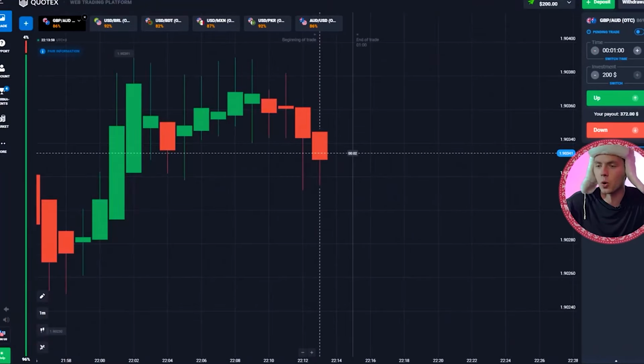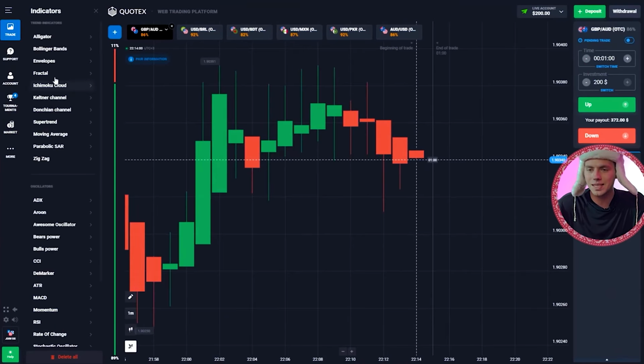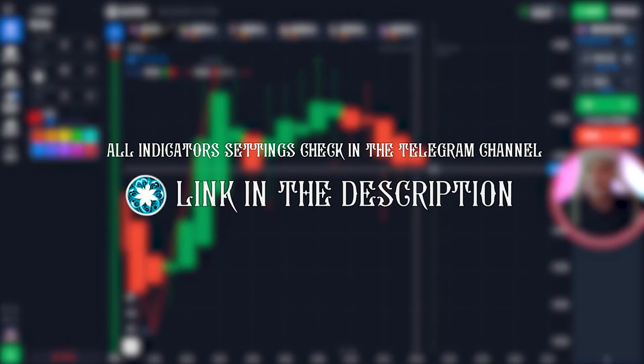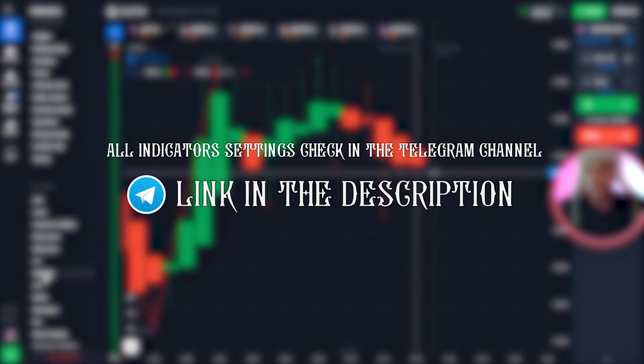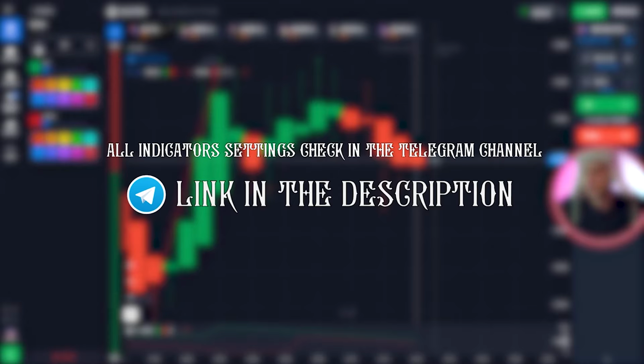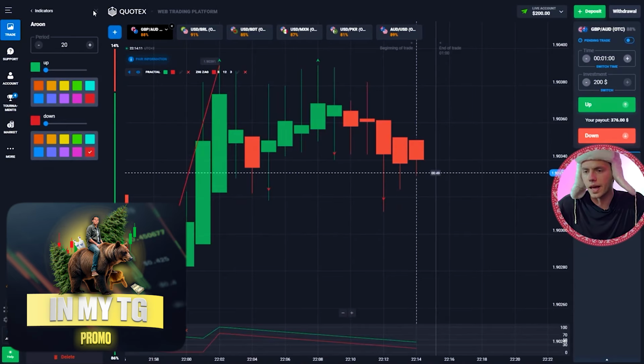So right now what I will do is set up the workspace. Let's choose the indicators first. Okay, here we have Fractal, Zigzag, okay, Aroon, yeah, very good.